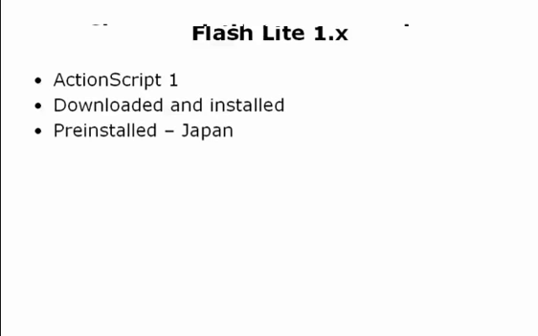Flash Lite 1 supported ActionScript 1, and it could be either downloaded or come installed. In Japan, there was a big push to have Flash pre-installed on the phones. It had no capabilities for video.